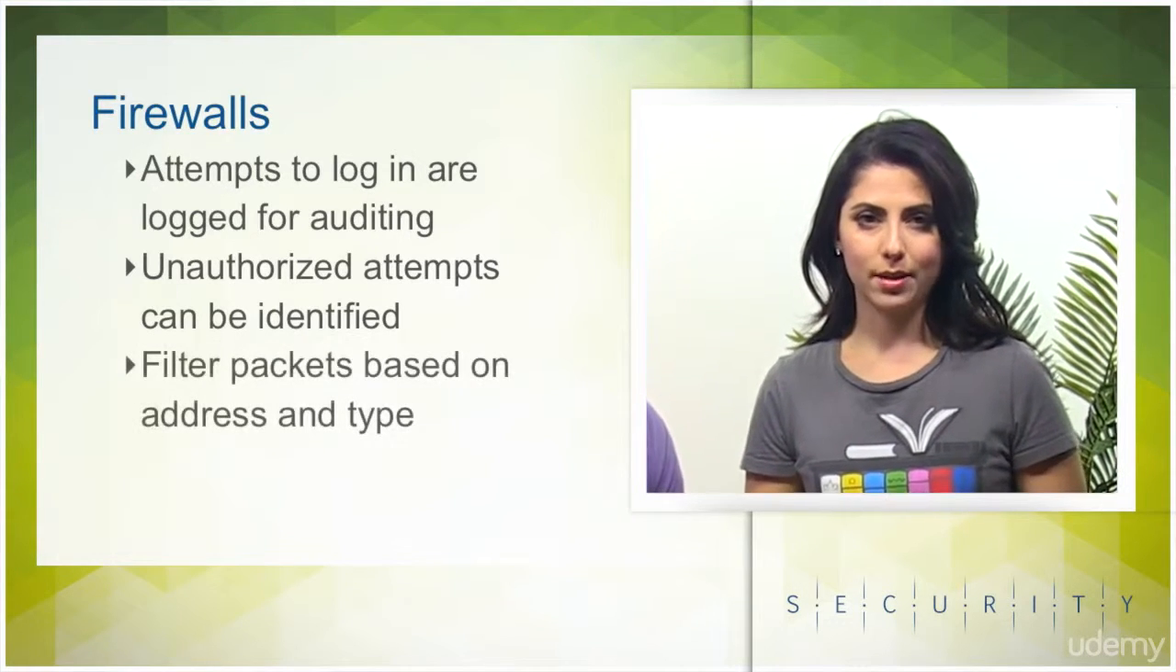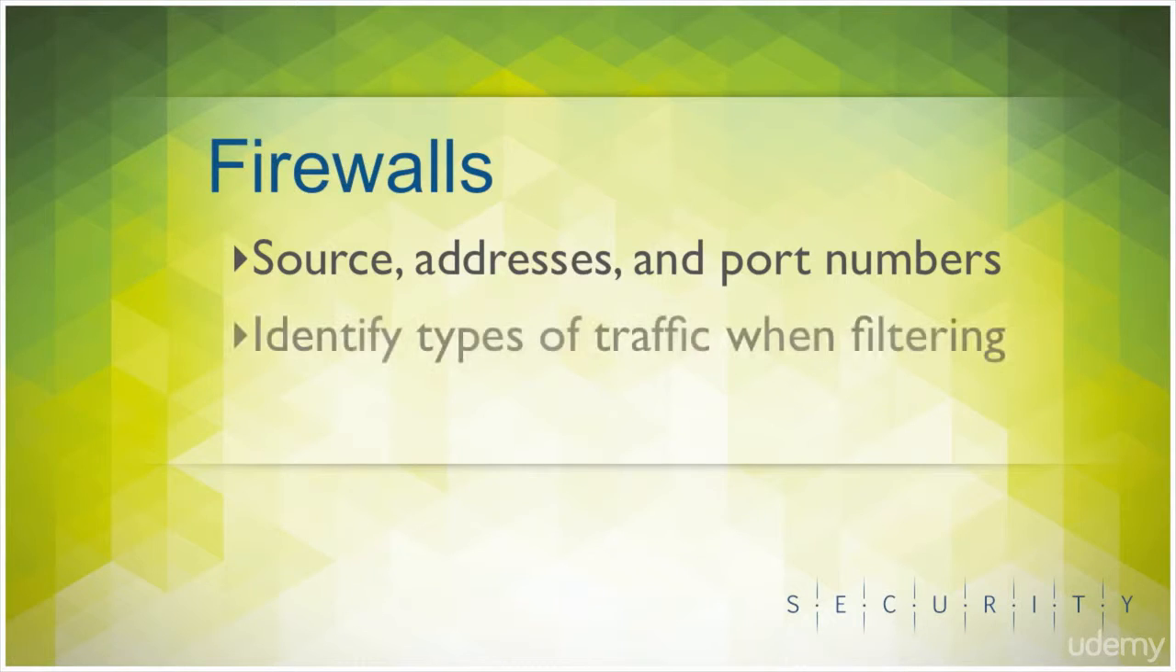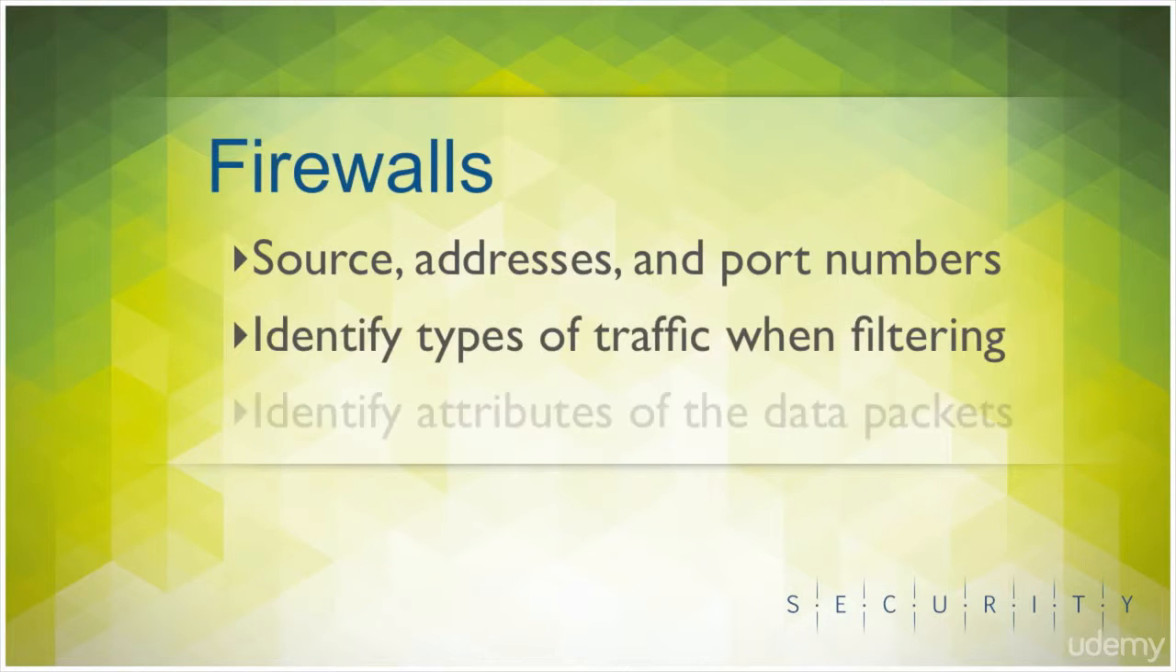Firewalls can filter packets based on address and type of traffic. They identify the source and destination addresses and port numbers while filtering the addresses. They identify types of network traffic when protocol filtering. Firewalls can identify the state and attributes of the data packets. We just gave you a brief introduction to what firewalls are and what they can do. Now moving on, we'll delve into the firewall architecture.